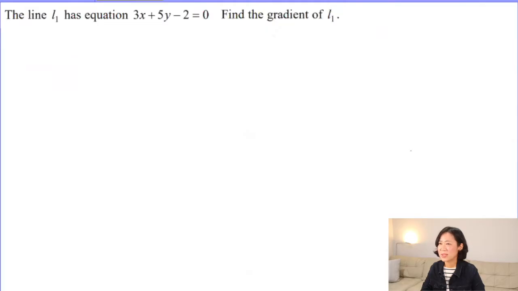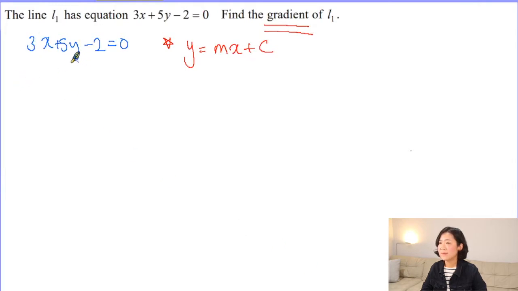Right, so next question. The line L1 has the equation 3x plus 5y equals 2. Find the gradient. When you see the equation, this is not in standard form, right? So the first thing we need to do is change it into the standard form. Remember, standard form is y equals mx plus c.